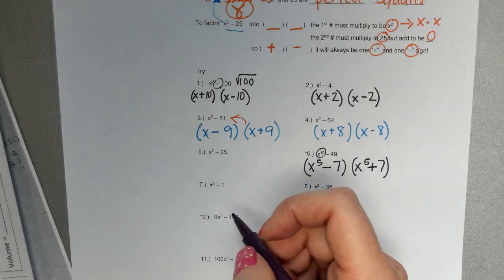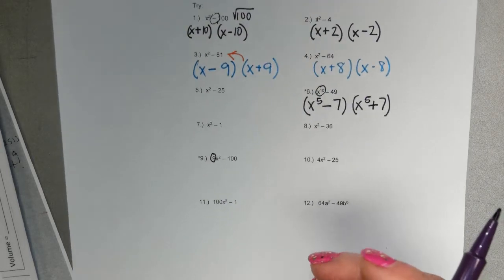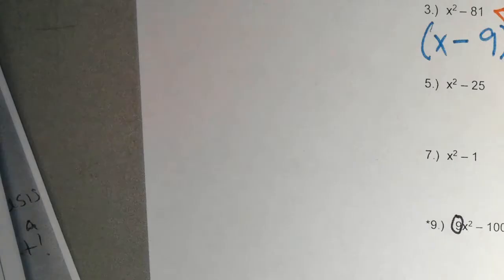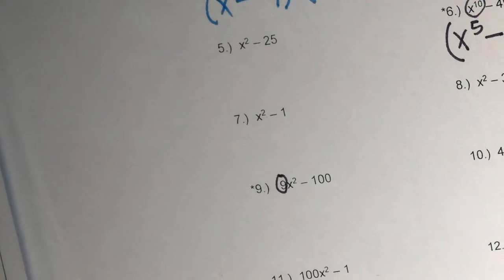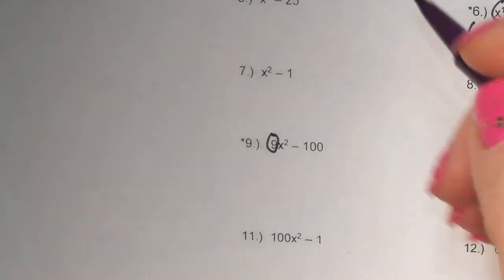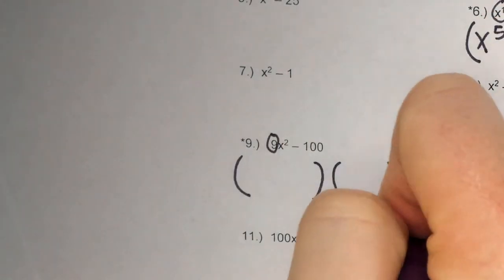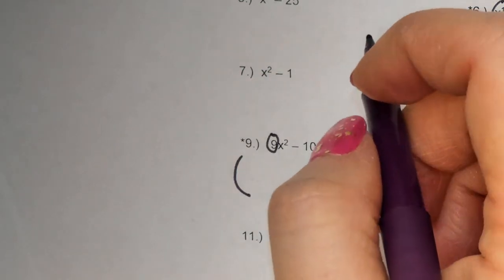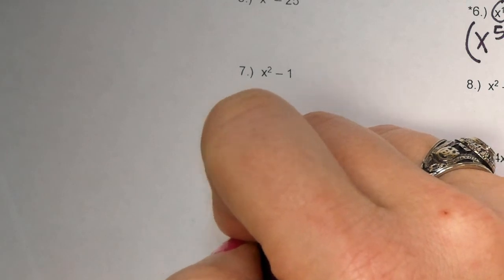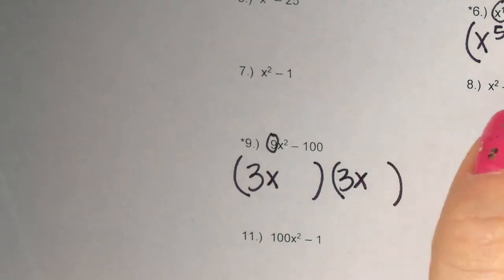Okay, so let's look at number 9. Now number 9 introduces a coefficient in front of the x squared term. So let me zoom in here on this one. Okay, so we have 9x squared minus 100. So we've been factoring. What times what goes into 9? 3, right? It needs to be the same number. 3, 3, and then x squared is x and x.